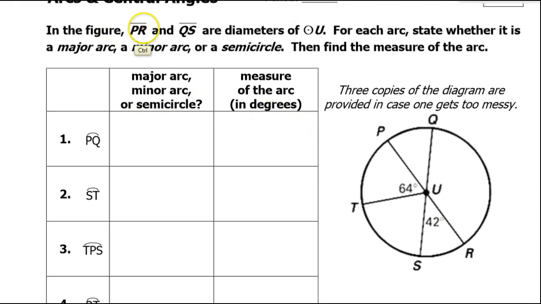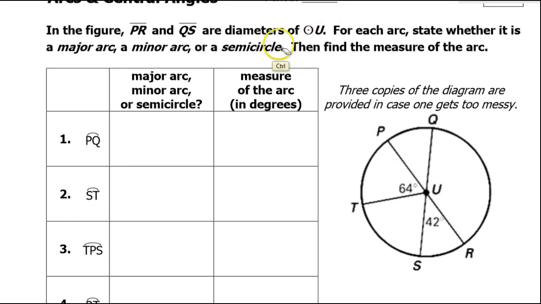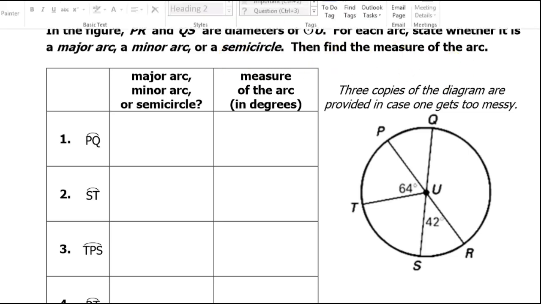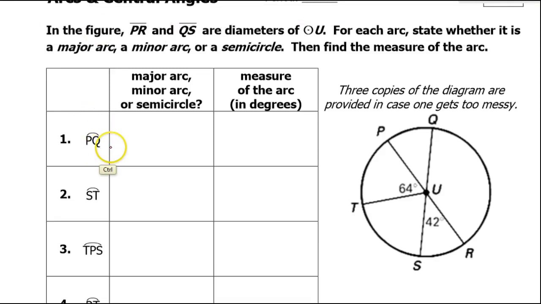So that's the background that you need to be able to do this worksheet. For emphasis, we're being told that PR is a diameter. This is not slightly bent; this is, in fact, a straight segment, so that's going to be a diameter. And QS too. So these things that look like diameters really are diameters of the circle. So keep that in mind. We're going to state whether it's a major arc, minor arc, or semicircle, and then we will find the measure of the arc. So let's start by finding arc PQ.